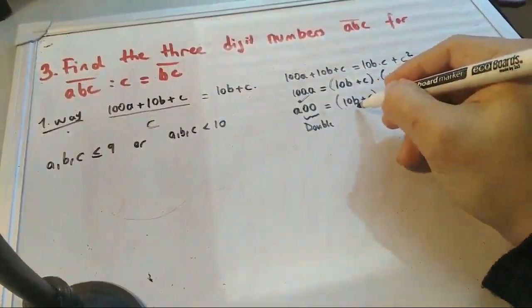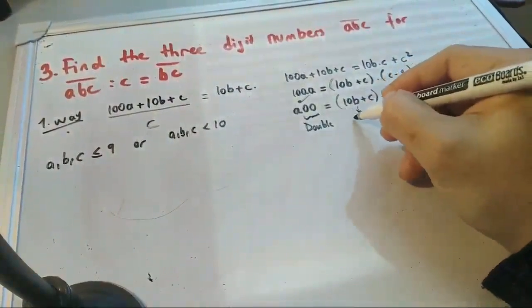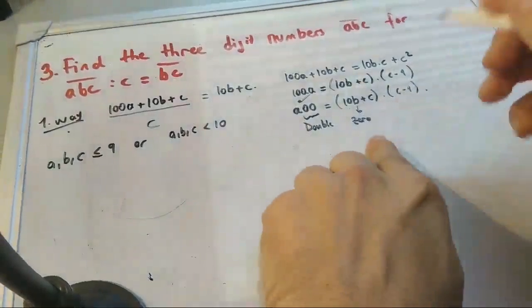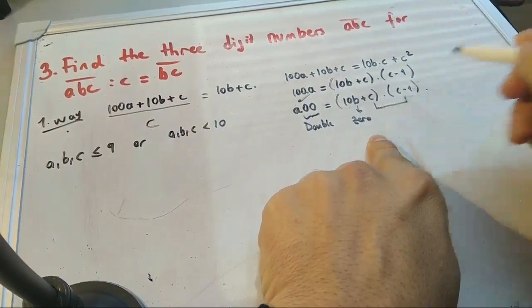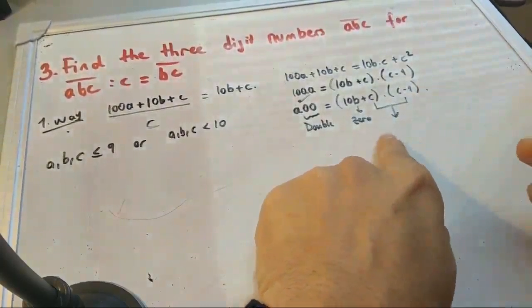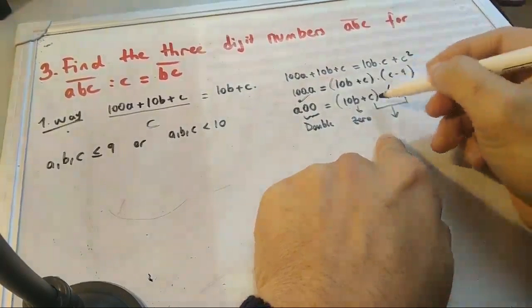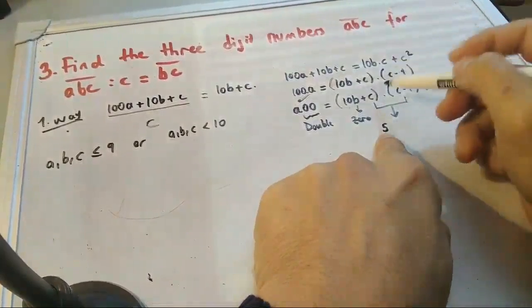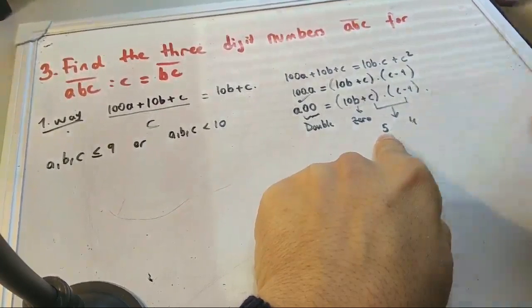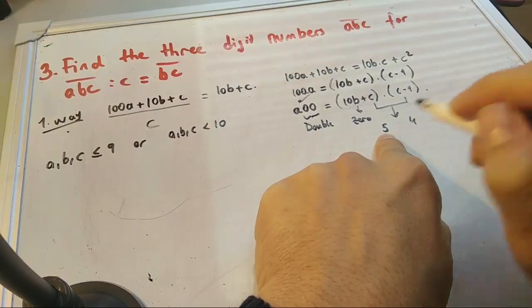So the 1, 0 will be from here. And the another 0 we have to get from C and C minus 1. How can we do this? C can be 5. 5 minus 1 is 4. 5 times 4 is 20. The last digit is 0, yes.